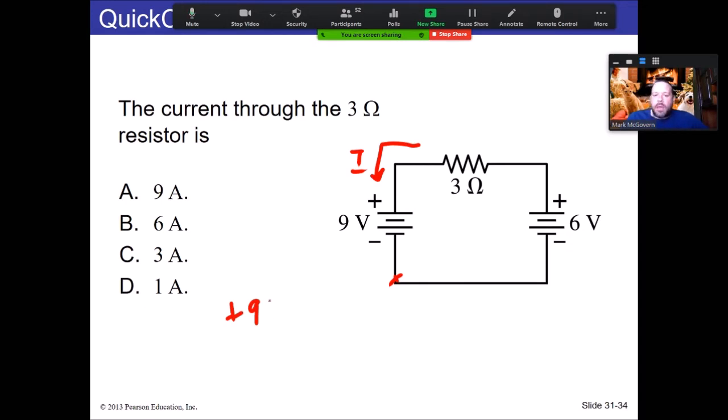Okay. Then, you see, I'm going against the current when I go through the resistor. So that means this is a 3I. And that's for the resistor. Normally it's a potential drop, but I'm going backwards through the resistor compared to the current. So that's not a drop, that's a gain. And then when I go through the 6-volt battery, I'm going from positive to negative, so that is a negative 6 here.